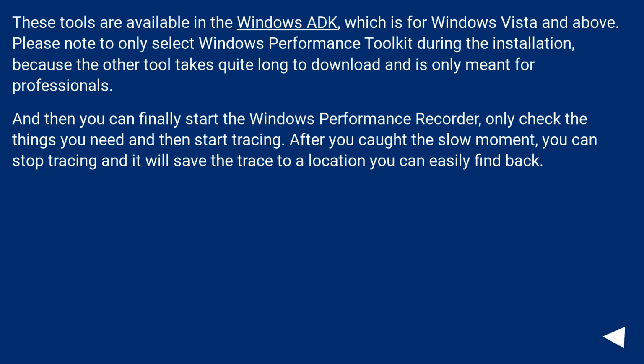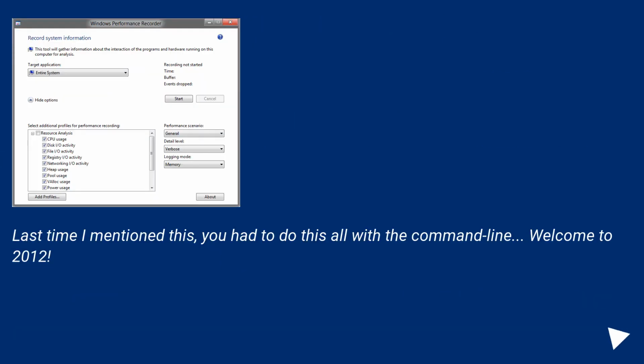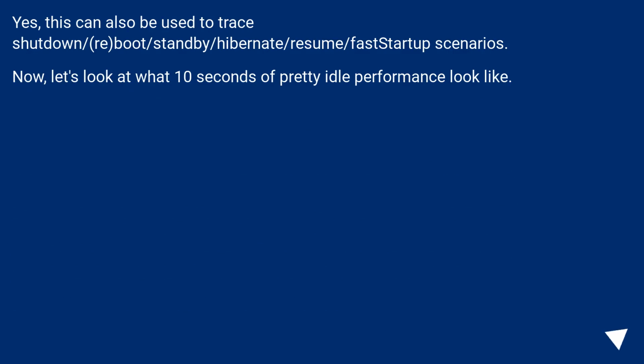And then you can finally start the Windows Performance Recorder. Only check the things you need and then start tracing. After you caught the slow moment, you can stop tracing and it will save the trace to a location you can easily find back. Last time I mentioned this, you had to do this all with the command line. Welcome to 2012. Yes, this can also be used to trace shutdown, reboot, standby, hibernate, resume, and fast startup scenarios.